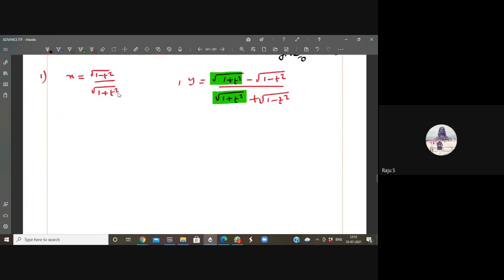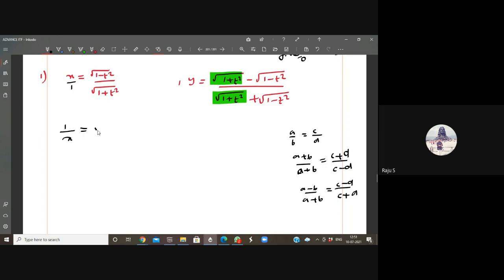So here when I apply componendo and dividendo, since we know that if a by b is equal to c by d, then a plus b by a minus b can be written as c plus d by c minus d, or a minus b by a plus b is equal to the reciprocal, c minus d by c plus d. According to the question, the first one is root over 1 plus t square, so we cannot apply componendo and dividendo directly. I want to do one thing.